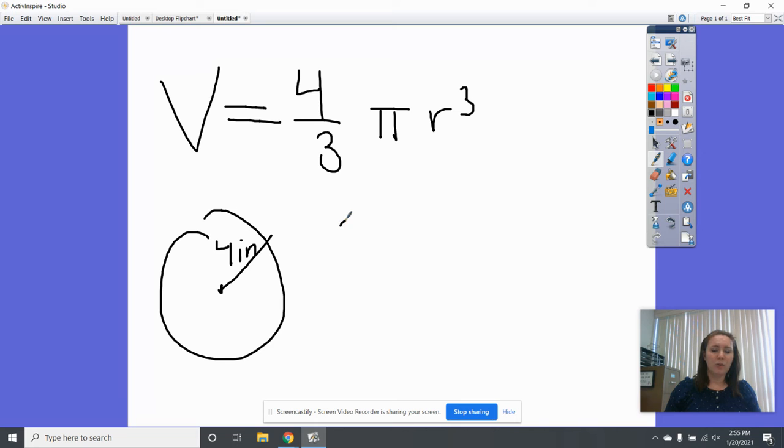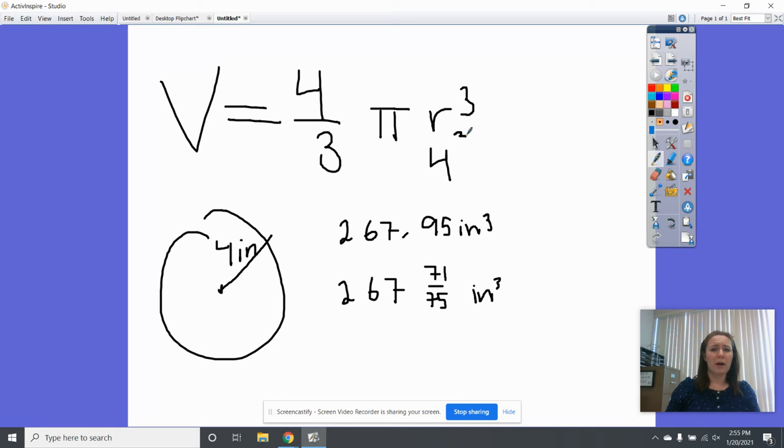So mine, if I round it, is 267.95 inches cubed. But if I change it into a fraction, it is 267 and 75 over 100 (267 3/4) inches cubed. So you just have to read the directions there. So that's one type of problem, really straightforward. I literally just put 4 to the power of 3. That was the whole thing.